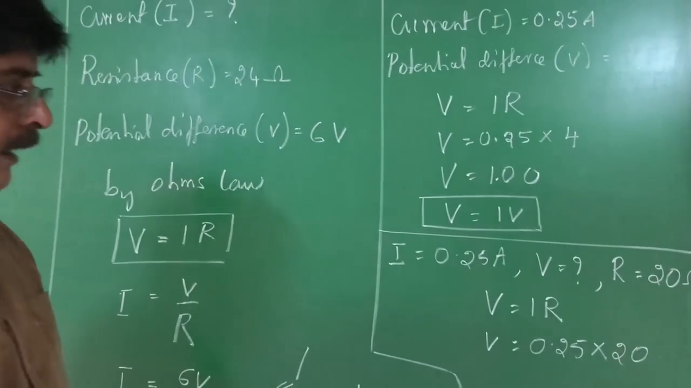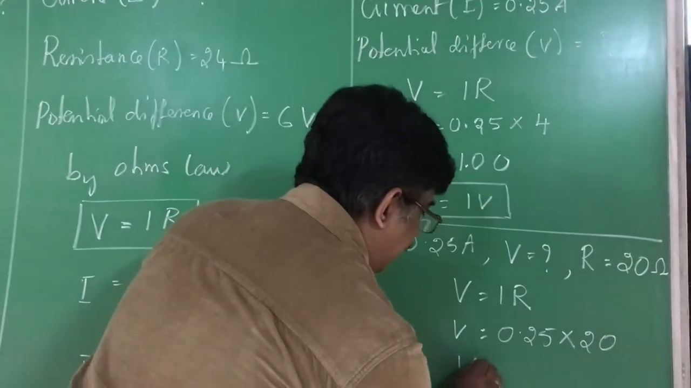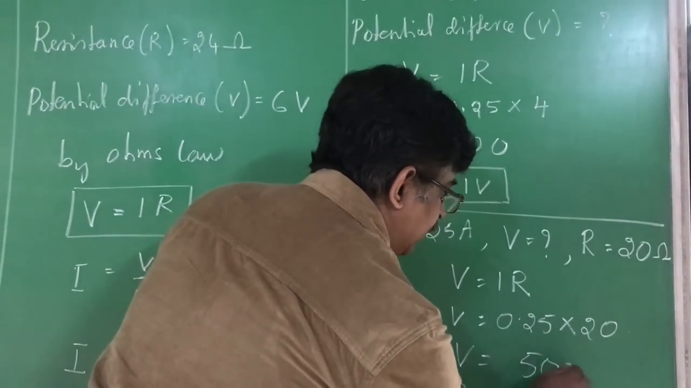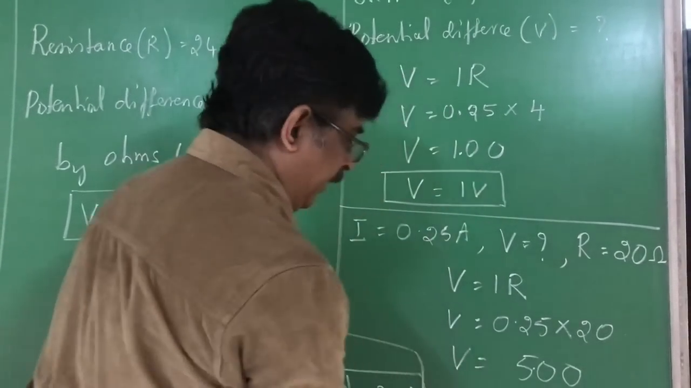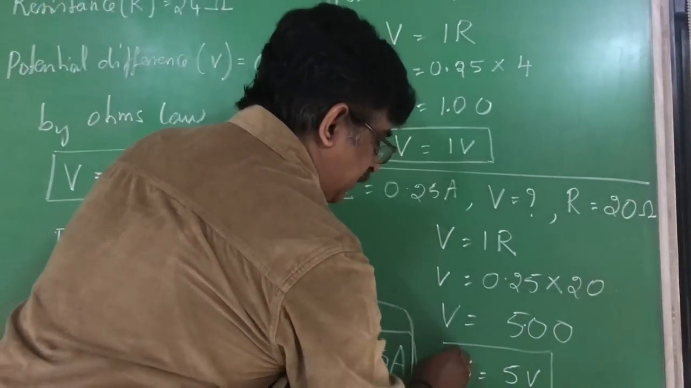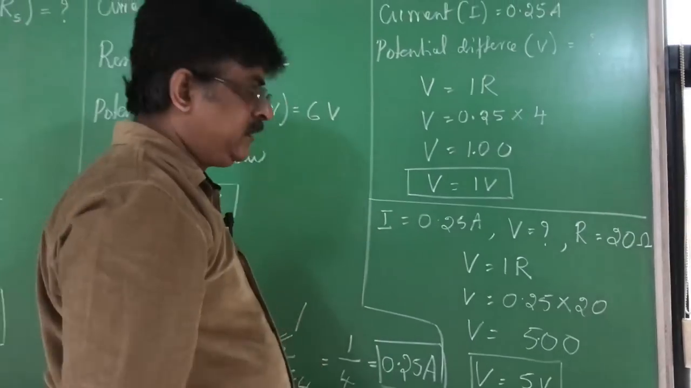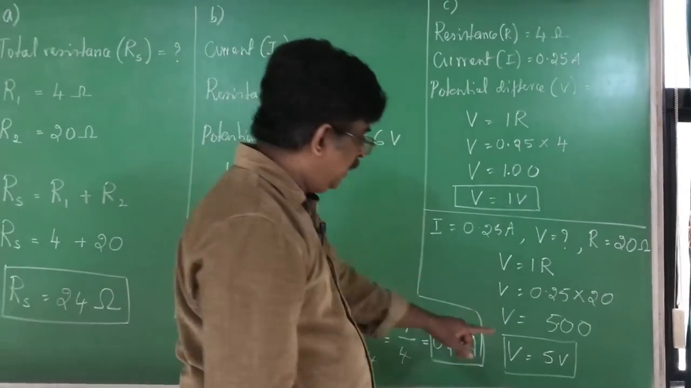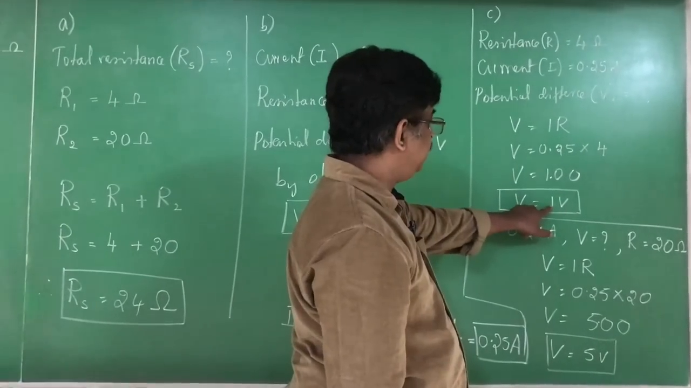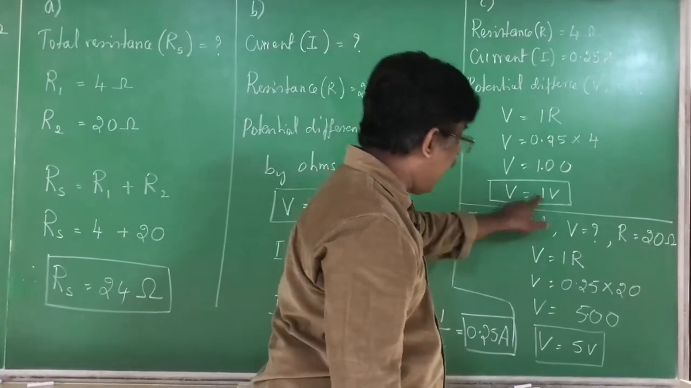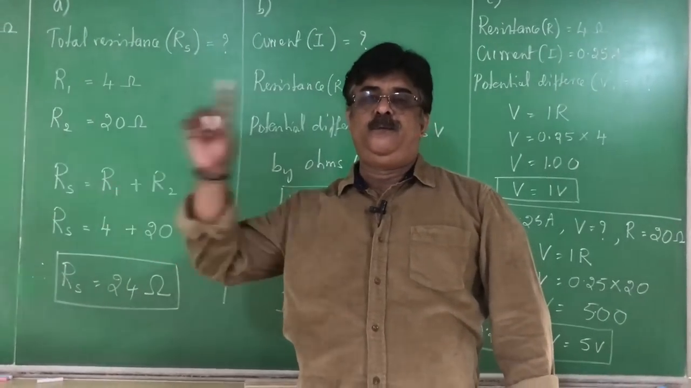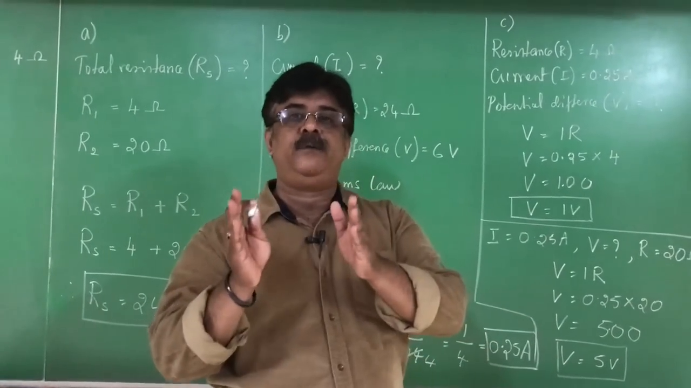0.25 into 20. We know that 25 twos are 50. Then it becomes 5. V is equal to 5 V. The voltage across the bulb is 5 volt. See how nice the problem is. 5 volt is the voltage in the bulb. 1 V is the voltage across the resistor. When you add these two, you get the total voltage as 6. V is equal to V1 plus V2.